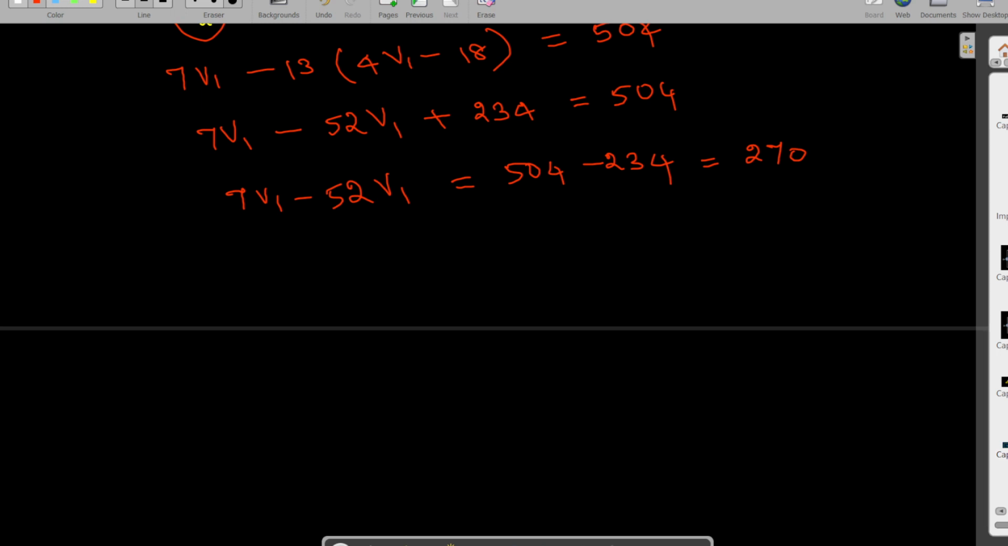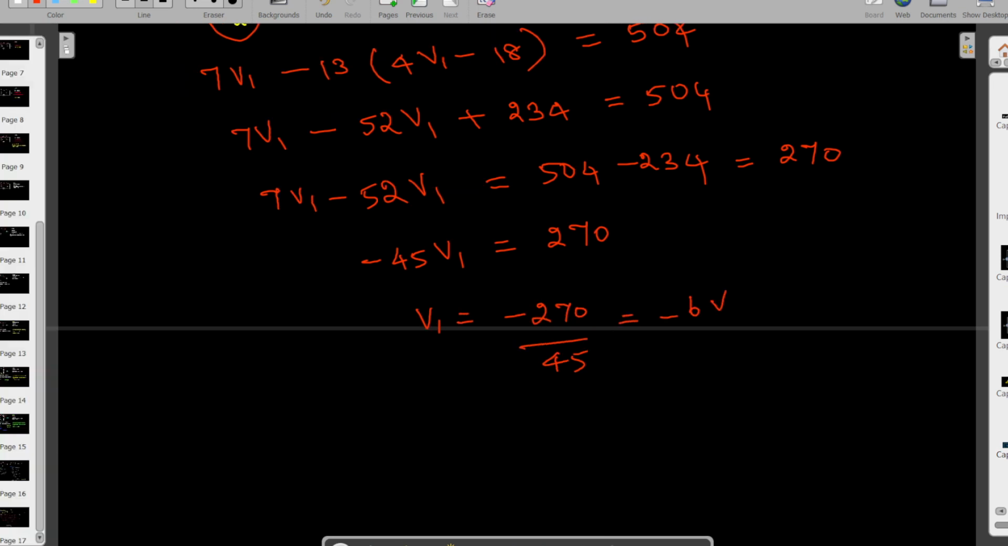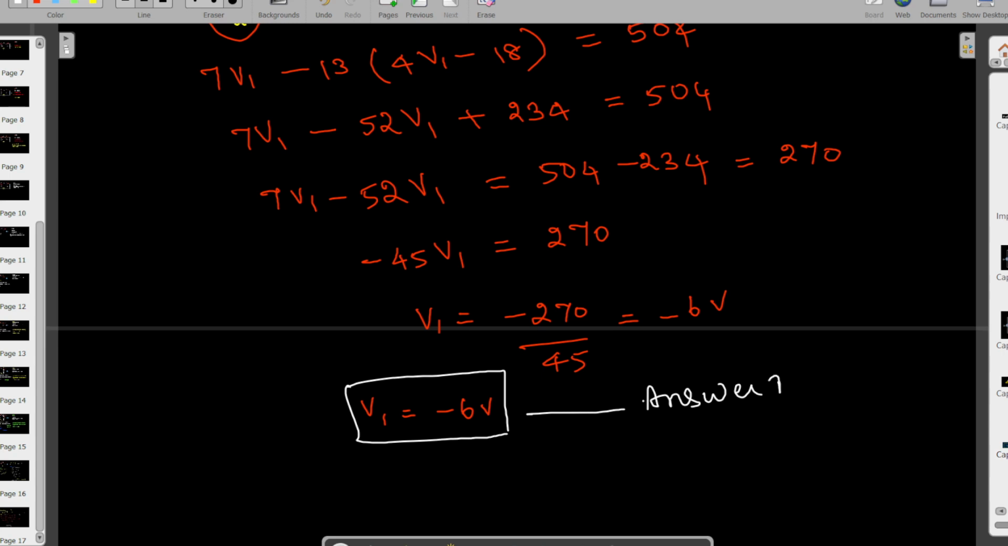So 7V1 minus 52V1 is minus 45V1, that is equal to 270. So V1 is equal to minus 270 divided by 45, so it is equal to minus 6 volts. So what's the answer for V1? V1 is equal to minus 6 volts. So we got first answer. One answer we got. Okay.